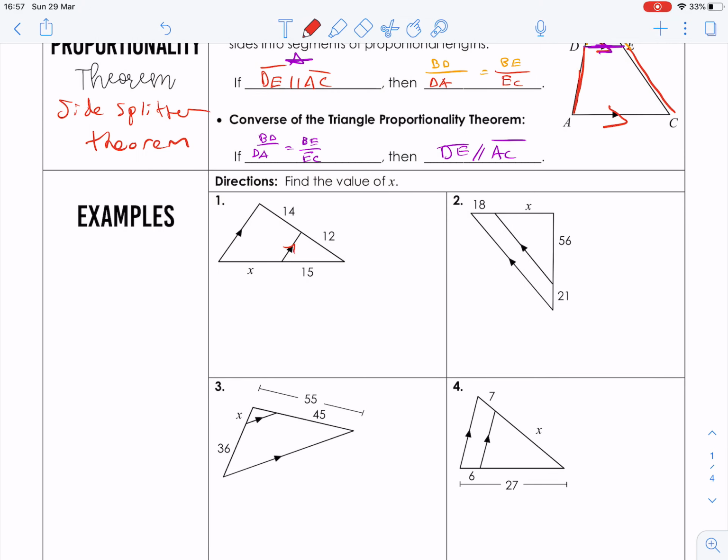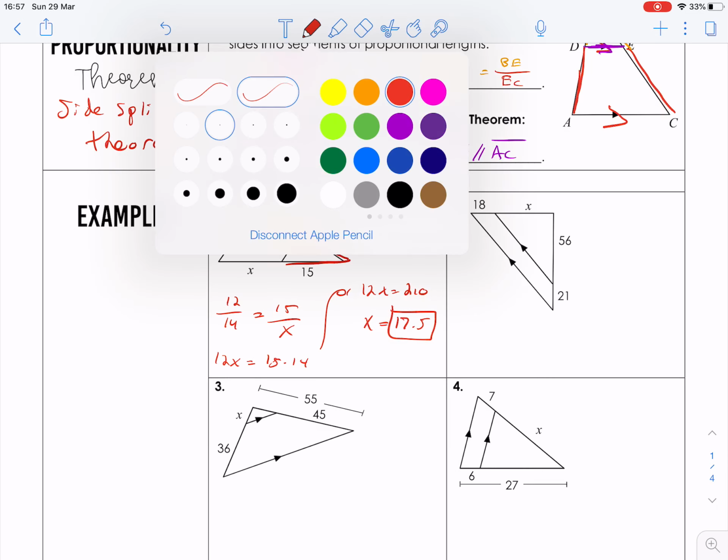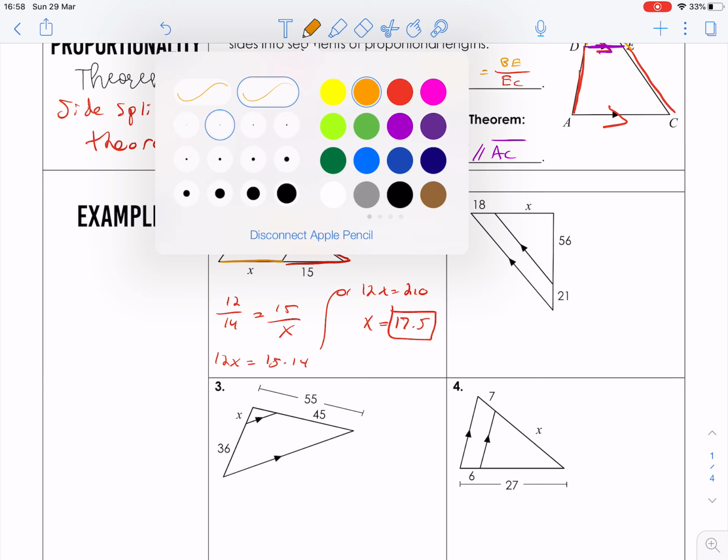It's telling us these bases are parallel, so we can say 12 over 14 equals 15 over x. And we know how to solve these by cross multiplying. 12x equals 15 times 14. 12x equals 210. X equals 17.5. So we take this side, 12, and divide it by this side, and that should be equal to this side divided by this side. Pretty cool, it works every time.